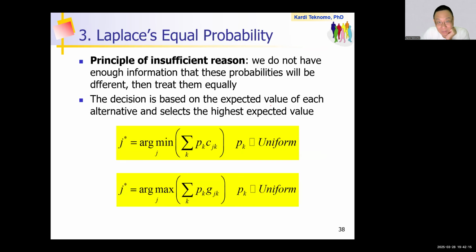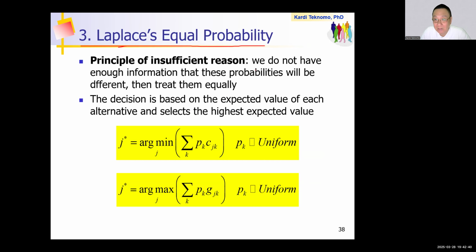One alternative to solve this is to use the Laplace equal probability. Because you don't know, you assume uniform. So you assume equal. This is called the principle of insufficient reason. It states that if you do not have enough information to say that the probabilities will be different, then treat them equally.